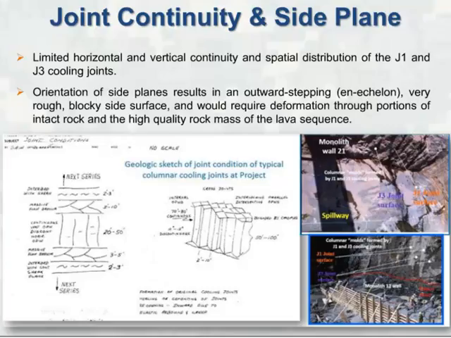So we have limited continuity, vertical and horizontal continuity of the joint sets that form those side planes for those wedges. The orientation of those planes has to result in an outward stepping using multiple joint sets to form a side plane on the order of 100 to 200 feet that we need under the foundation. This is going to form very rough, rocky, blocky surface. It's going to require rupture through portions of intact and strong rock.